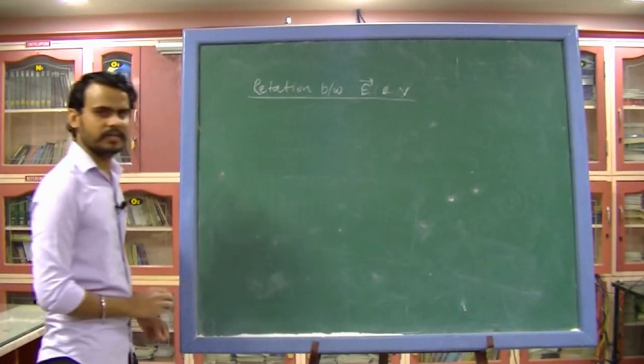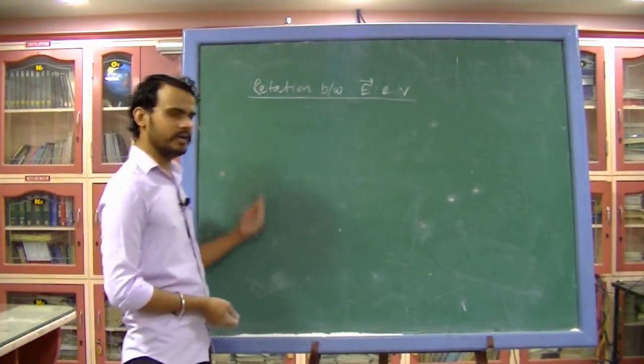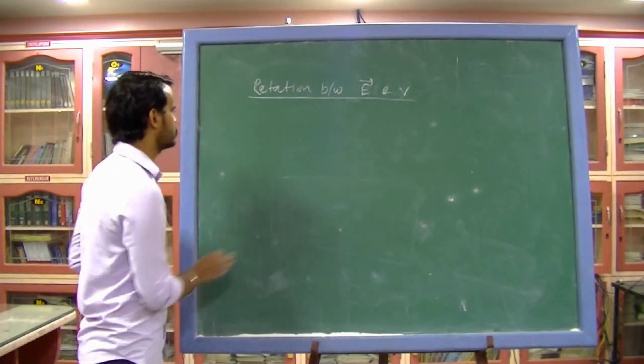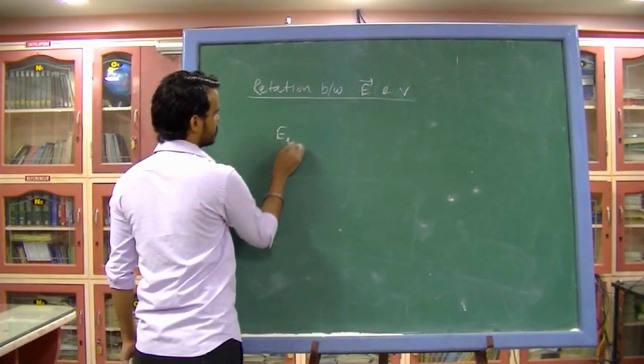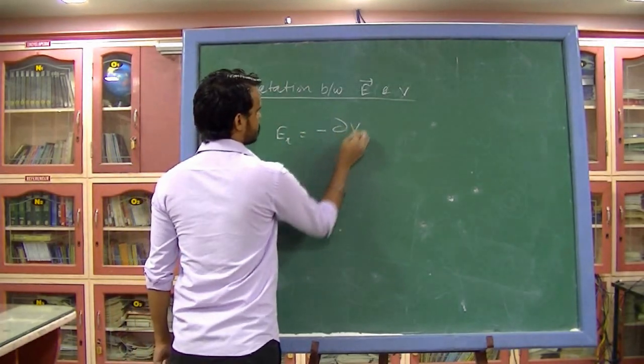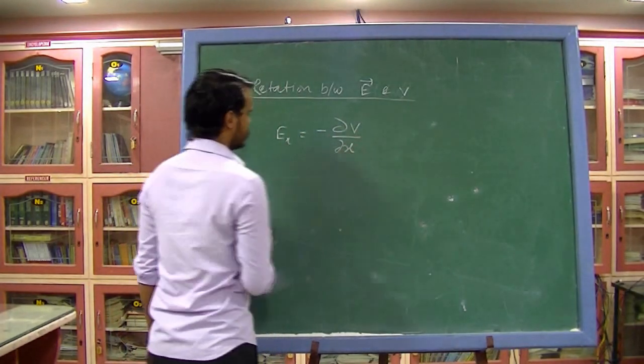As you know, electric field intensity is a vector quantity, so you can find all the components of the vector, then you can find the total vector. So, x component of electric field can be written as minus of dou V by dou x.